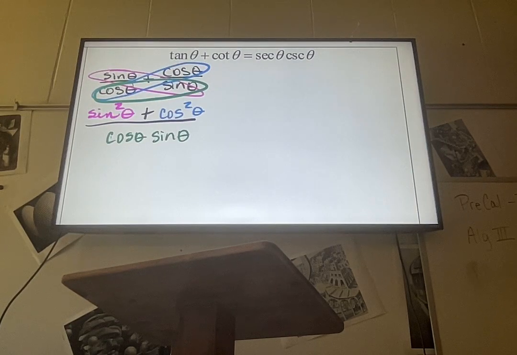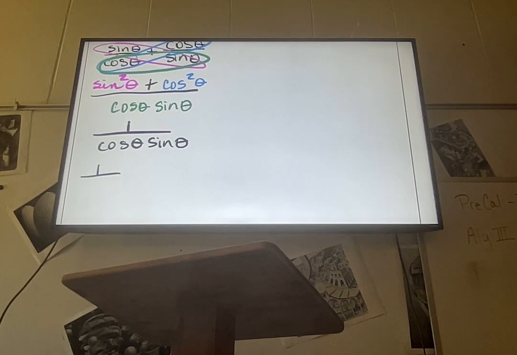Sine squared plus cosine squared is 1. Notice we're trying to get to secant and cosecant, so we can split this up. Which is secant times cosecant.